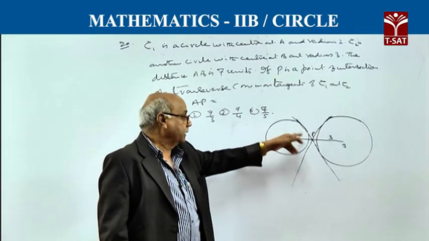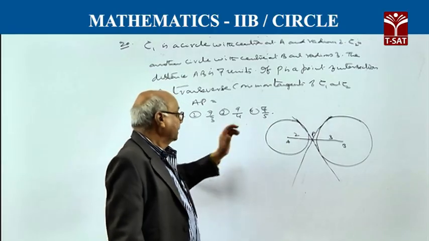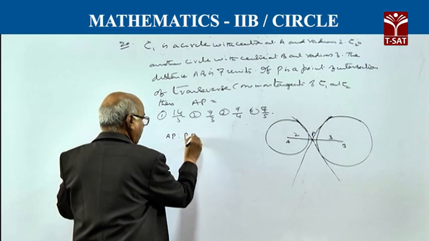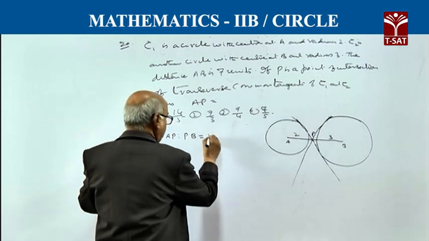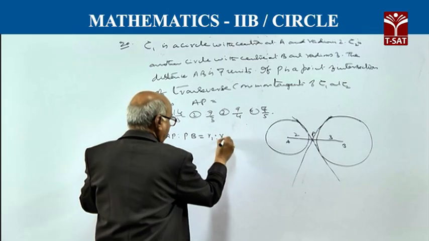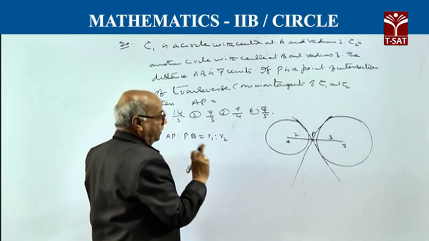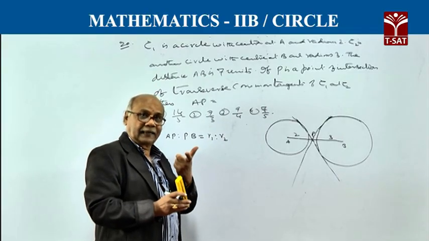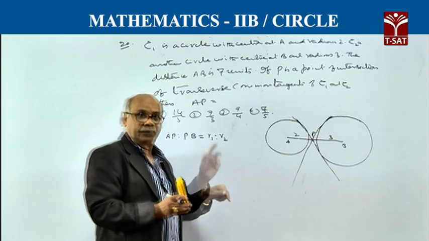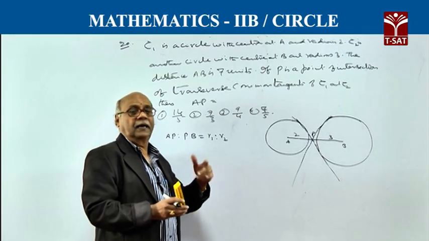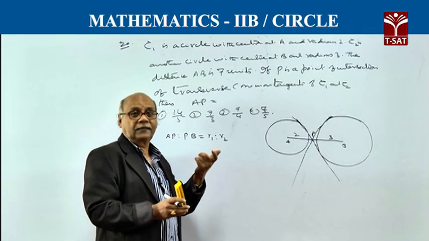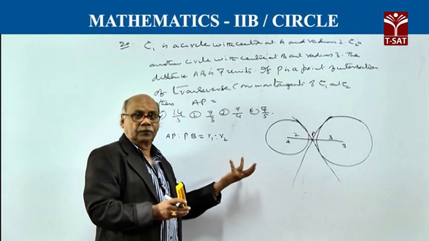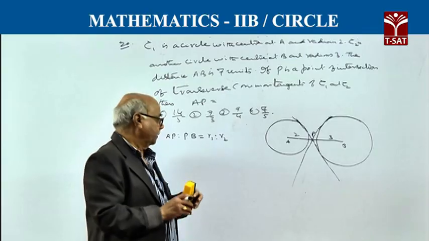If P is the point of intersection of the transverse common tangents, he is asking the distance AP. AP is to PB is equal to R1 is to R2. The point of intersection of transverse common tangents divides the line joining the centers in the ratio of the radii internally, and direct common tangents divide the line joining the centers in the ratio of the radii externally. All of you know that is a theorem in the intermediate circle chapter.